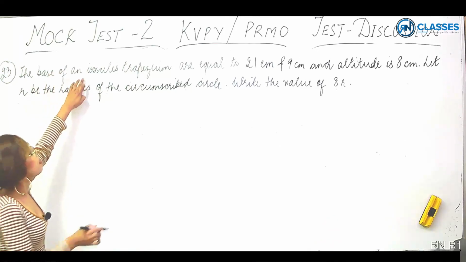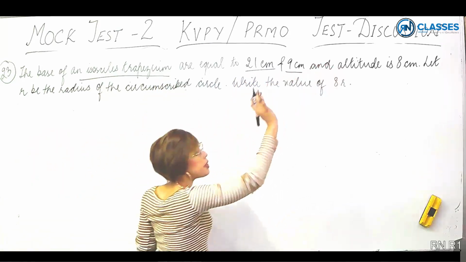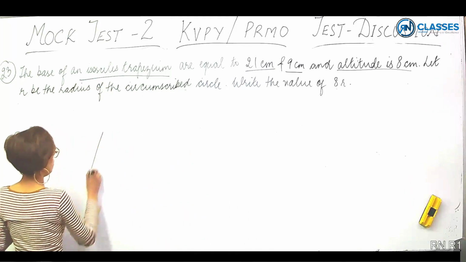The bases of an isosceles trapezium are equal to 21 and 9, and the altitude is 8. Isosceles trapezium I know. So, let me make it.